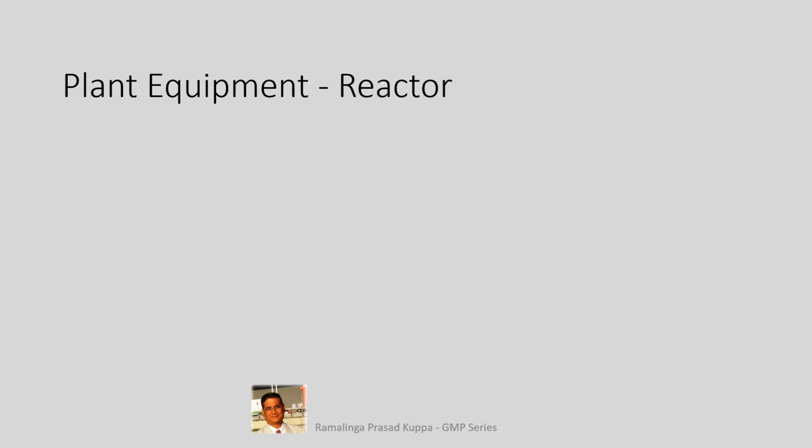Let us see the qualification requirements of plant equipment, typically a reactor. Volume. This is the first requirement. How do you decide on volume requirement? It depends on two factors. One is the input quantity, another is the output quantity. The reactor volume should be suitable to process the reaction among the ingredients and finally get the required output. It is a general thumb rule to use the equipment in the range of 50 to 80% of the volume.